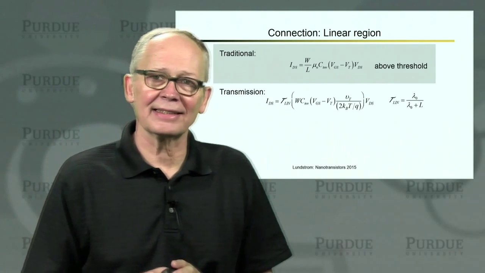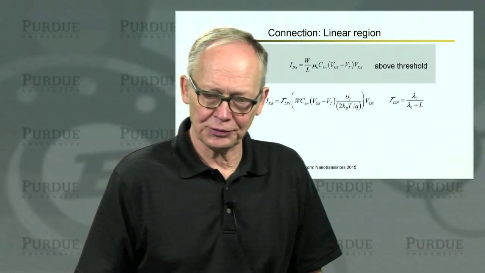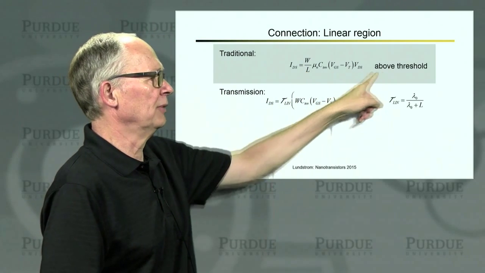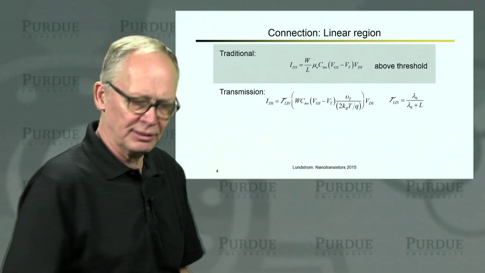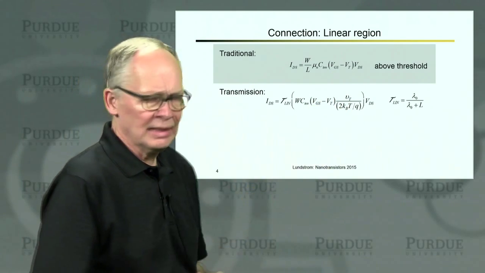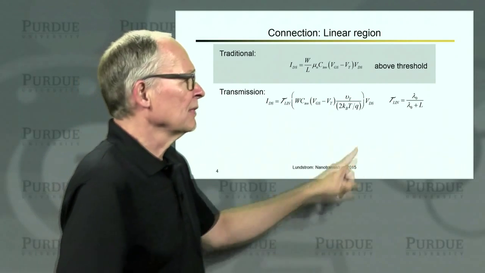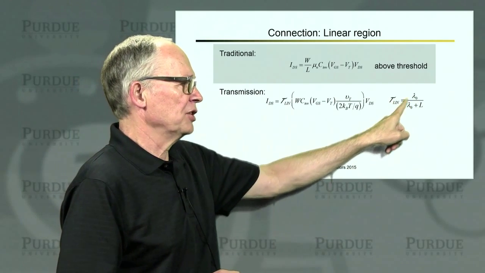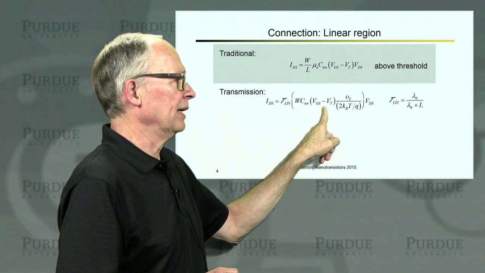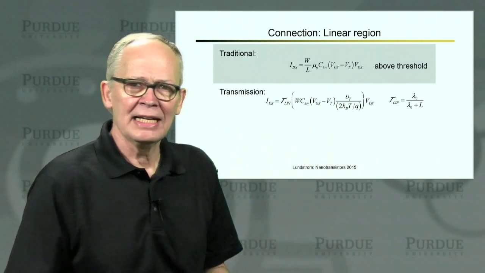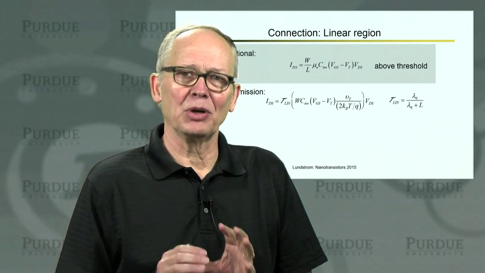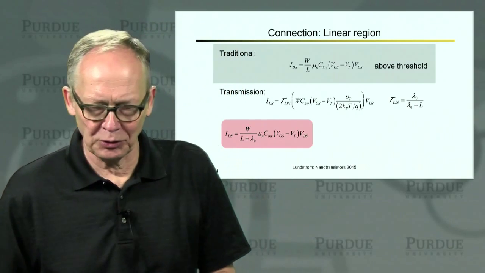So let's discuss the connection in the linear region first. Our traditional model is here. I'm assuming above threshold, so this is the charge in the inversion layer. Our transmission model is here. So how do we connect these two? Well, the transmission is related to the mean free path, so we can expand this expression and rearrange it. It turns out that there are two different ways that I can do the algebra, both of which offer some insight. So I'll show you both of them.